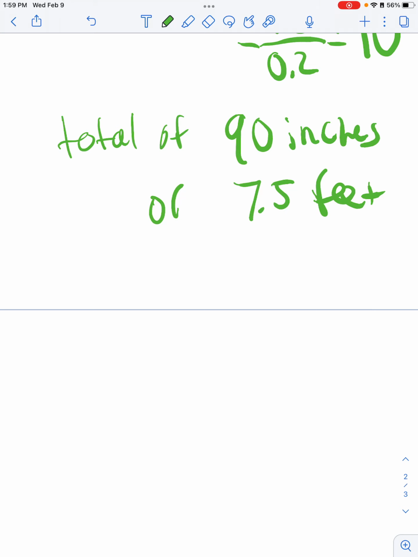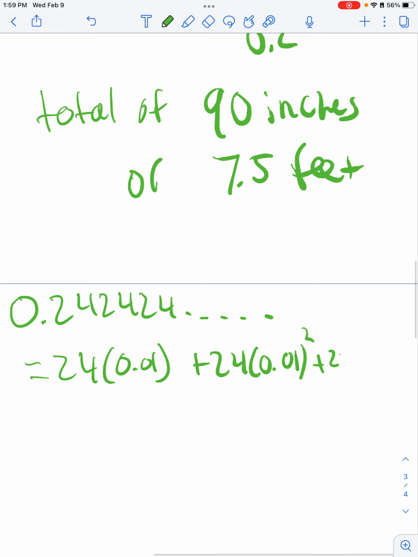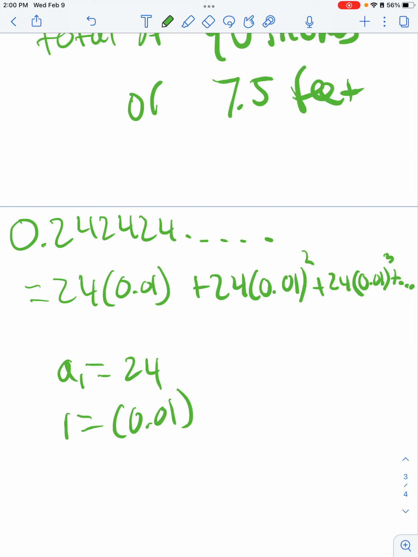Last little bit we want to go over is writing repeating decimals as fractions. So let's say that we had the number 0.242424 continuing on forever. That would be like 24 multiplied by 0.01, plus 24 multiplied by 0.01 squared, plus 24 multiplied by 0.01 to the third, and continuing on and on. So again, I use my equation and I say, all right, a1 is 24, r is 0.01.